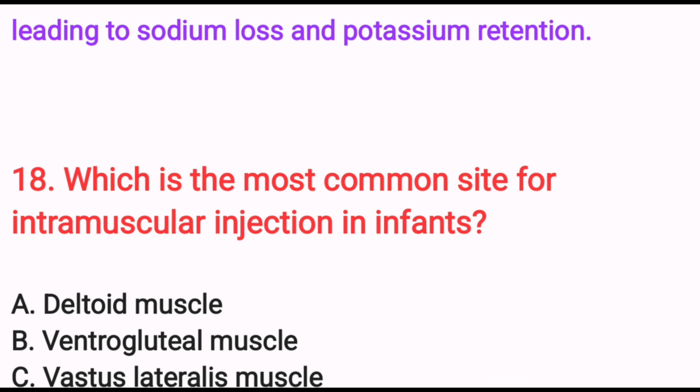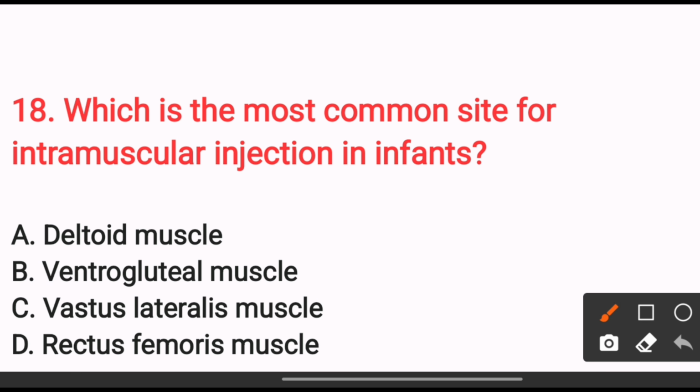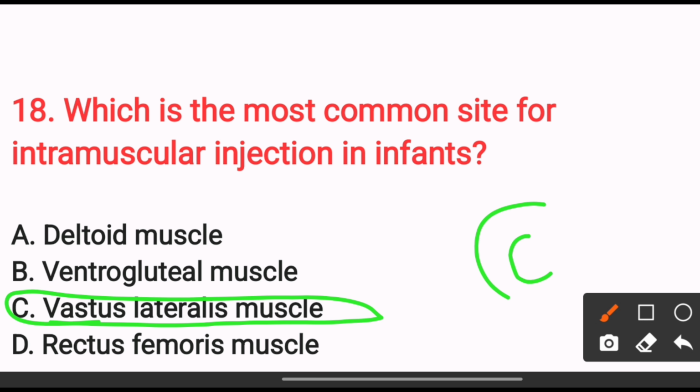Next, which is the most common site for intramuscular injection in infants? Option A, deltoid muscle. Option B, ventrogluteal muscle. Option C, vastus lateralis muscle. Option D, rectus femoris muscle. The answer is option C, vastus lateralis muscle. Option C is the correct answer, because the vastus lateralis is the safest muscle for IM injection sites in infants due to well developed muscle and low risk of nerve damage.